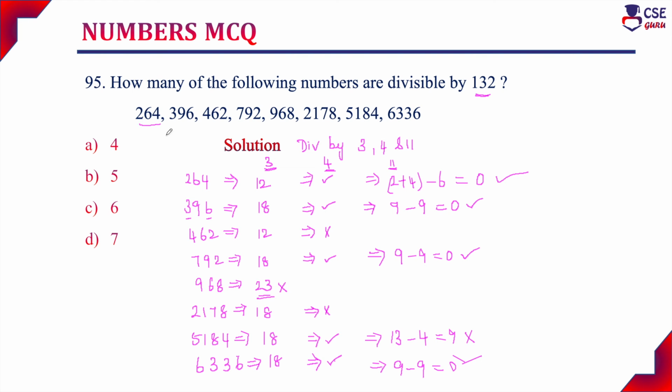So the numbers 264, 396, 792 and 6336. These four numbers are divisible by 3, 4 and 11, so they are divisible by 132. Here they are asking how many of the following numbers are divisible by 132. That is 4 numbers. So the answer is option A, 4.